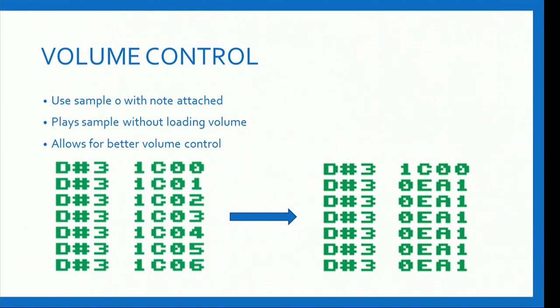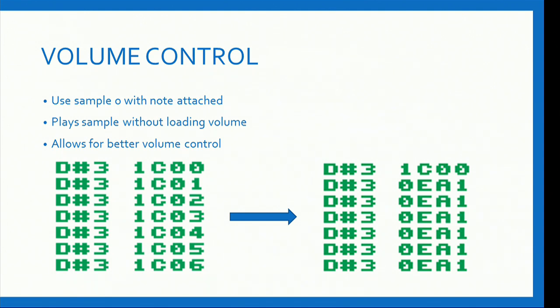Okay. So a bit of extra volume control that you can do is you can use sample 0 with no note attached, with a note attached. So what this does is it triggers the sample again, but without changing any of the parameters. So whatever parameters for the sample are in memory at the time, it just keeps re-triggering it. So if you see the example on the left, I'm setting the volume hard for every single note, where on the right, you set the volume to 0 and then you can increase it.